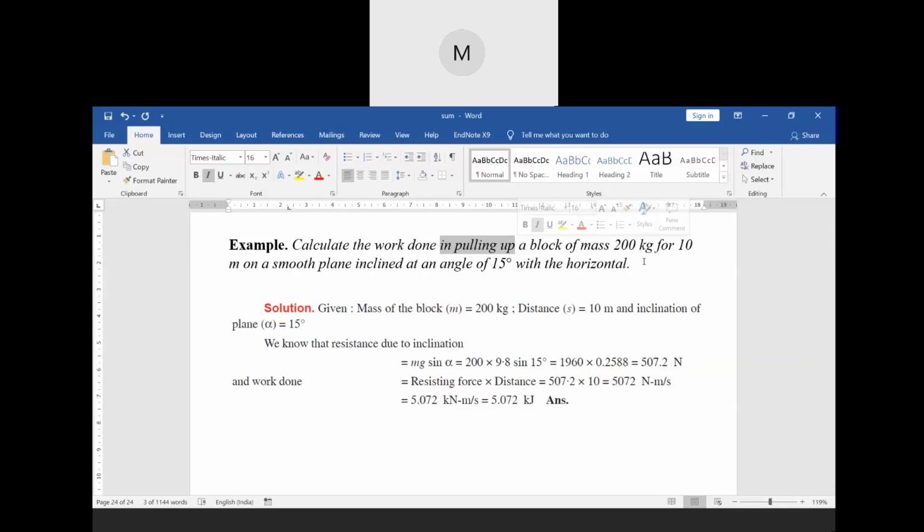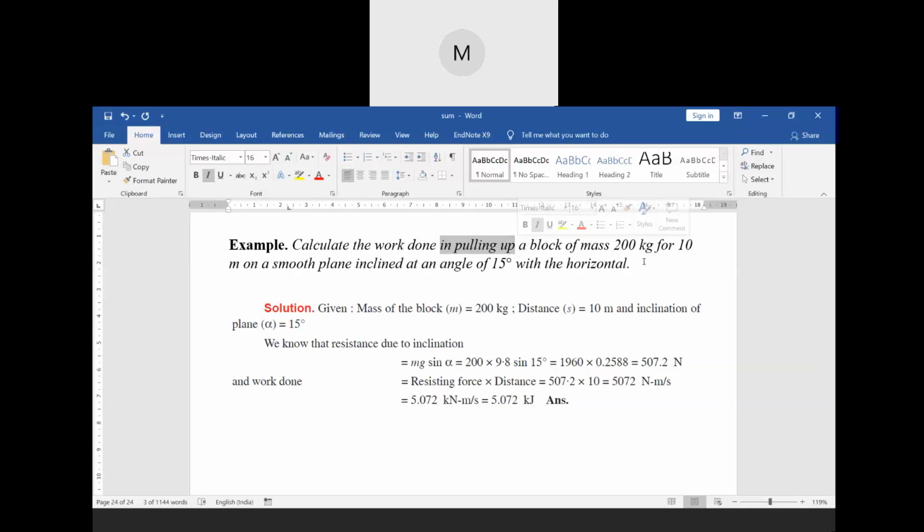Someone asked me how it is pulled up. If it is given in the question, yes, sir, it is being pulled up, right? In the question only it is given, it is being pulled up. That is how we get the sin theta component only in that direction. If it comes down, if it is pulled up, whatever may be.